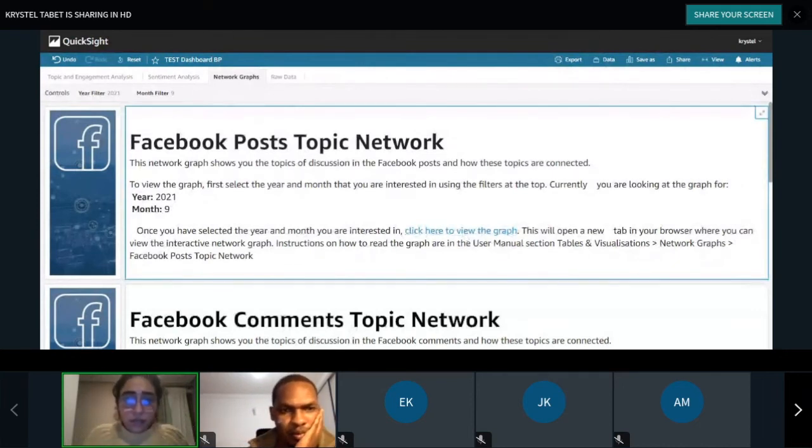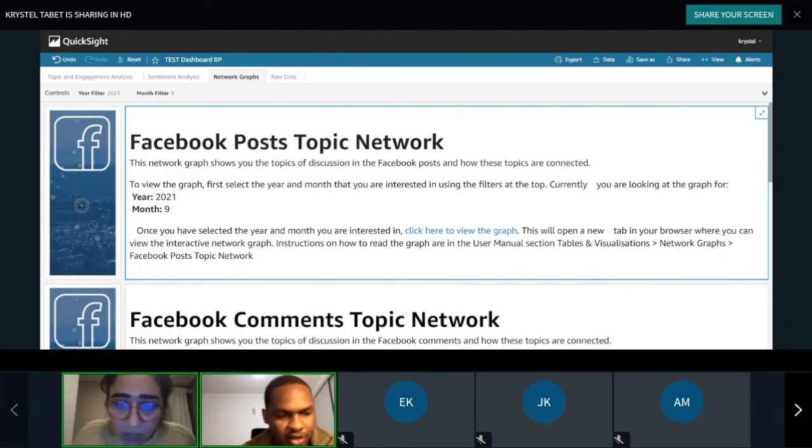So this is the network graph of Facebook topics. So what are the topics that are talked about together most commonly? Now we have another version of these graphs. This was the older version. So we can see, for example, here, Lebanese army security forces, foreign countries, and Lebanese fuel crisis. These three.